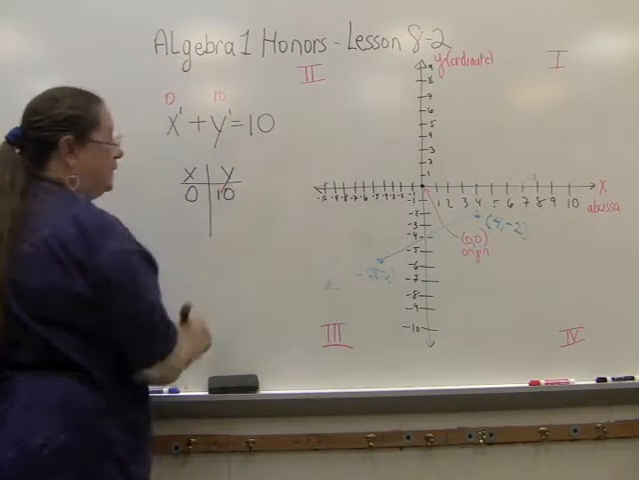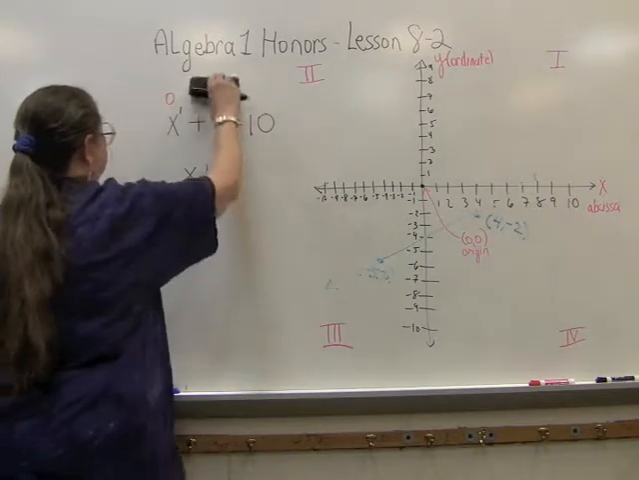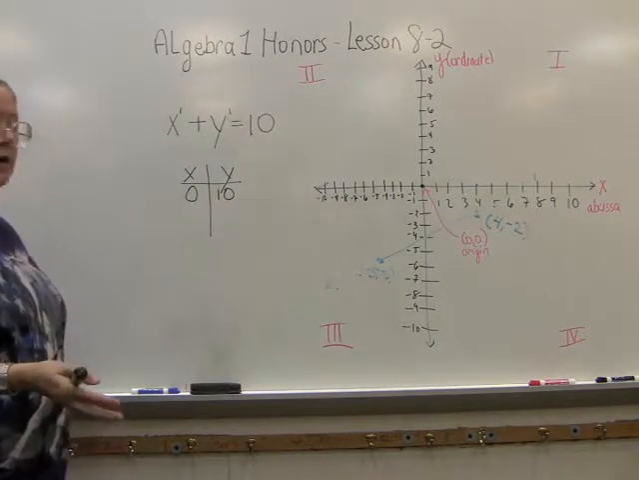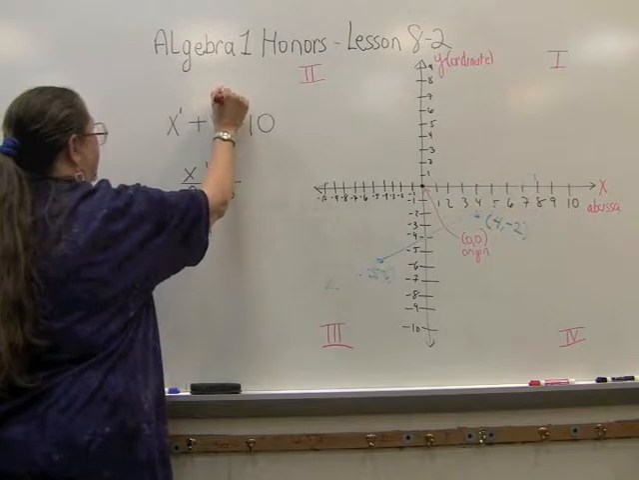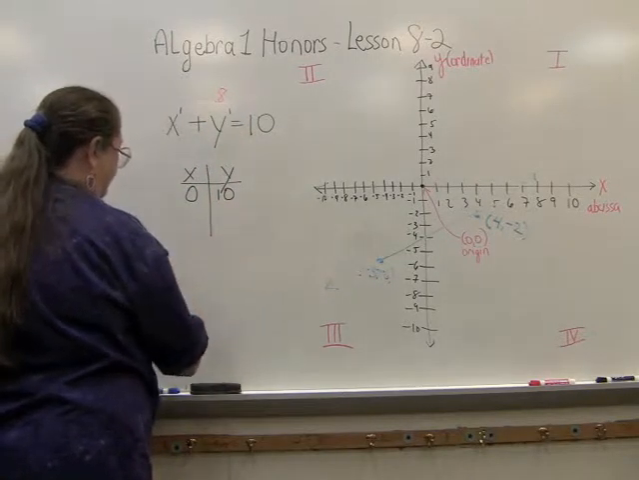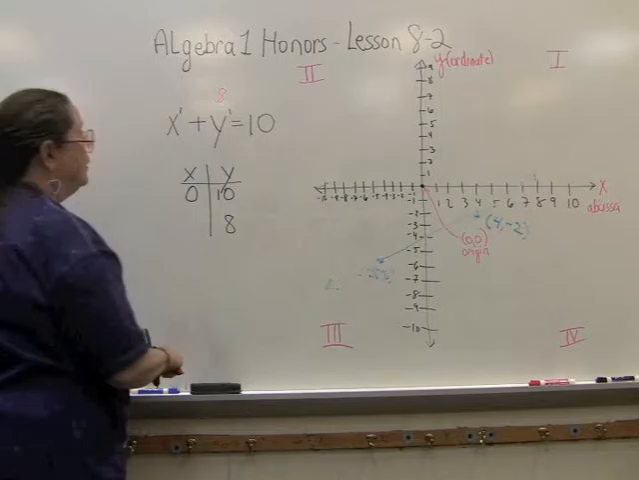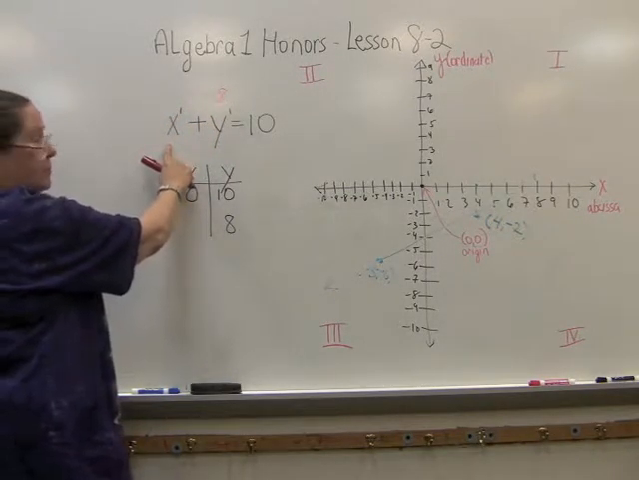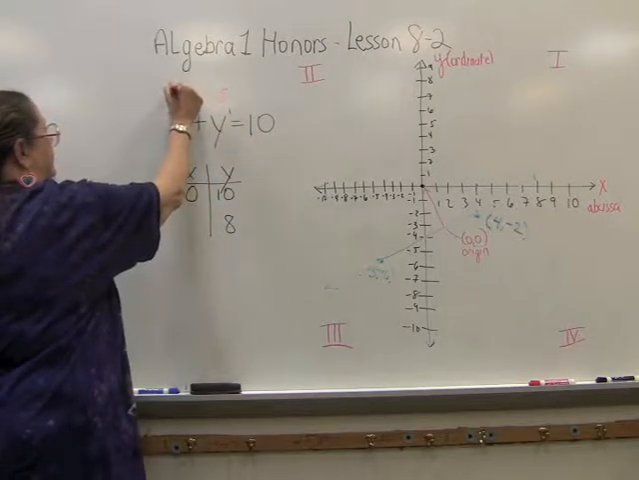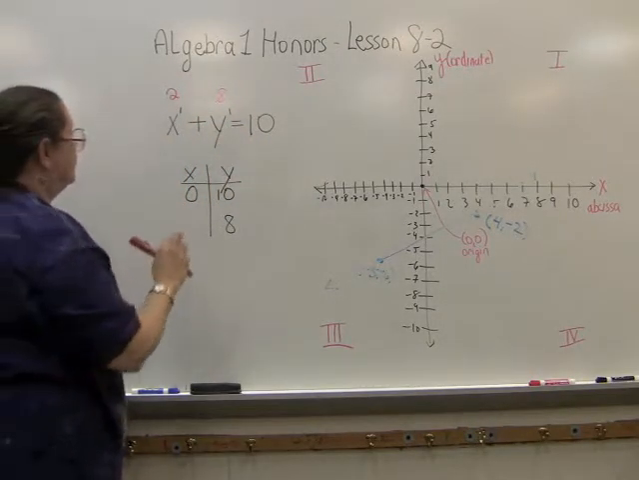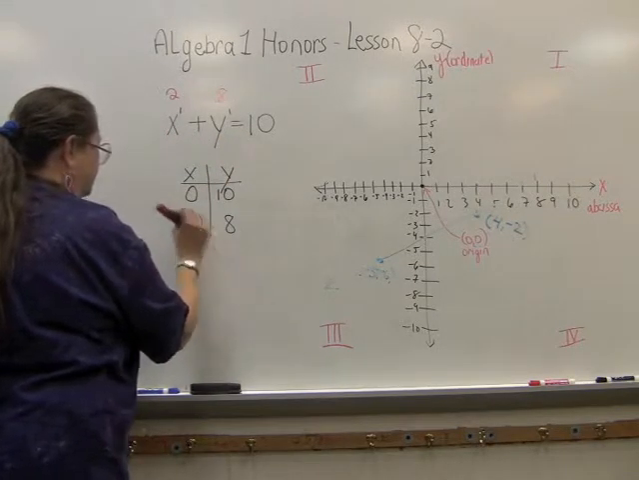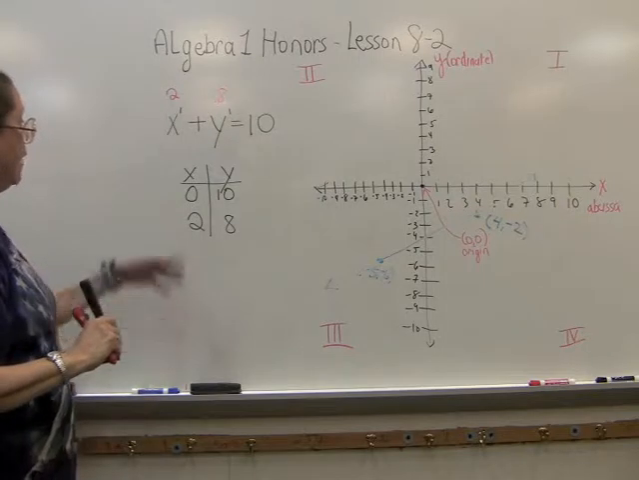Okay? Now, let's pick another number. This time, maybe we'll pick for y. And we'll say y is 8. Okay, so we'll put in a value for y. Y is 8. Now I have to figure out 8 plus what? What does x have to be so that I get 10? Well, it turns out x has to be 2. So my ordered pair here, 2 plus 8, gives me 10.